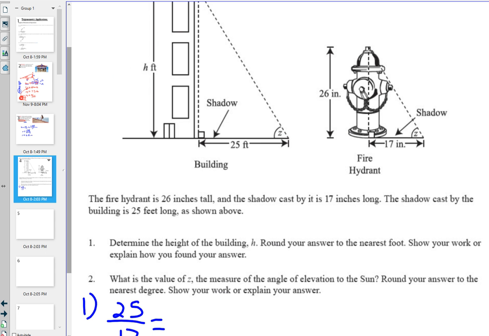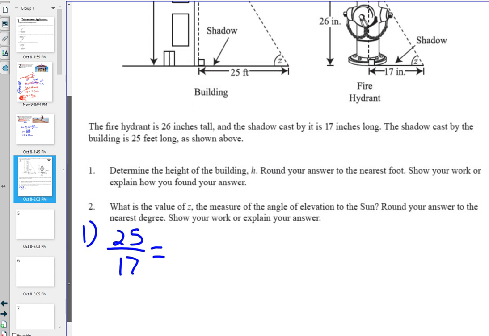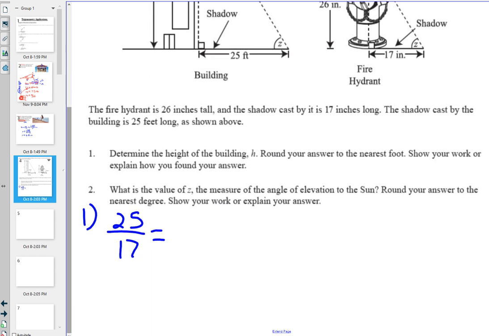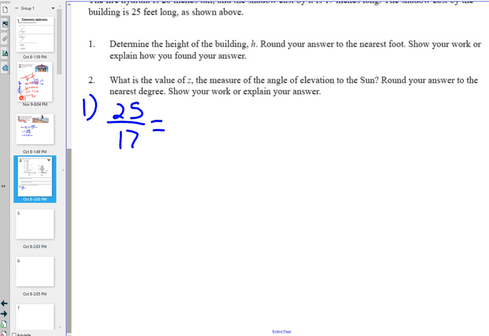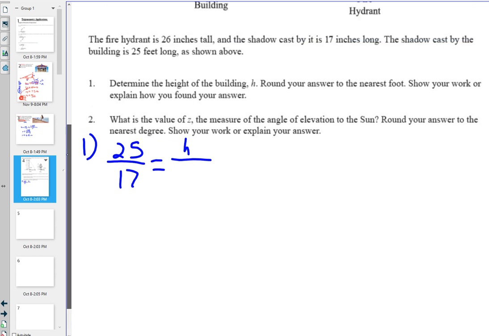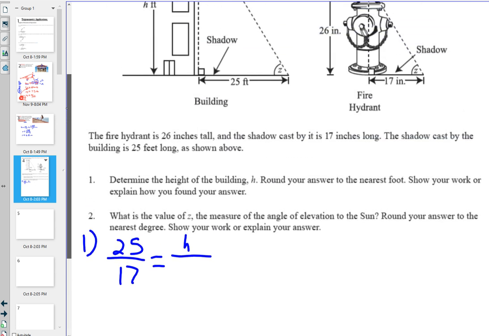So if 25 is the shadow of the building, then my next fraction is height. I have to do height of the building. What's the height of the building, at least so far? What are they calling the height of the building? H. Josh, do you have H? And then what's the height of the fire hydrant? 26 inches.